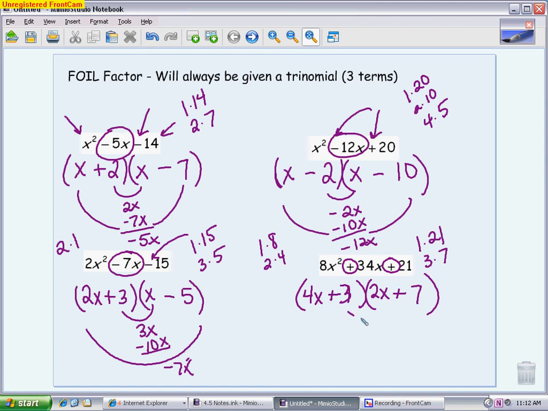And again, my check is I'm going to multiply my inner together. That gives me 6x. Then I'm going to do my outer. That's 28x. When I combine those, I get 34x, which is this middle term. So having that check, and you really want to do that every time, especially when they get to be more complicated, go through that checking process to make sure that you came up with the right numbers in the right locations.